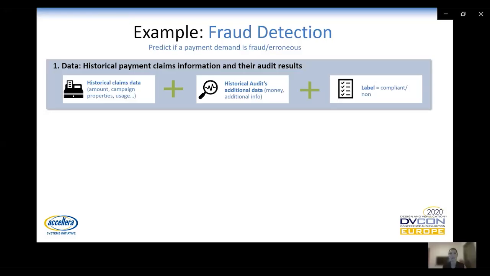So what we have done is we looked at all of the data that we had at our disposal. The data included historical claims that were submitted to Intel. And out of those claims, we looked at the ones that were audited, meaning that we had additional information on those claims. And for each claim that was audited, we know if it was found to be compliant or non-compliant. So based on that data, we have built a prediction model.